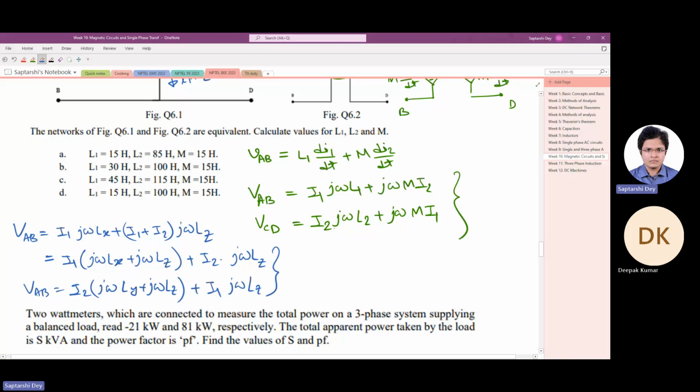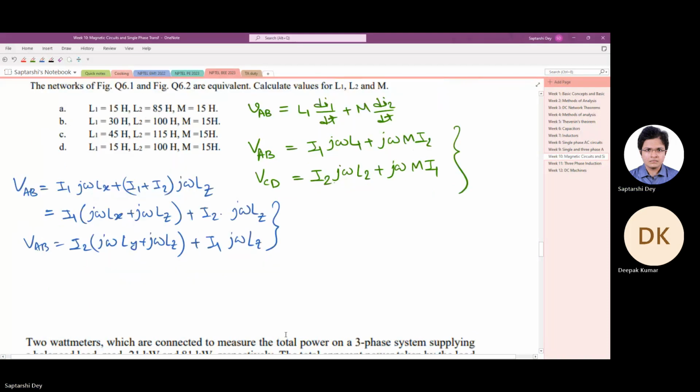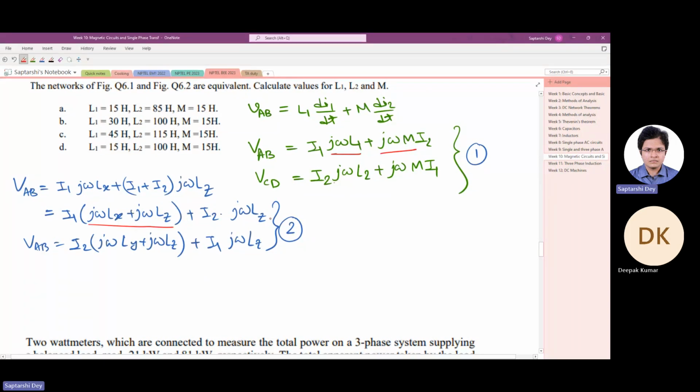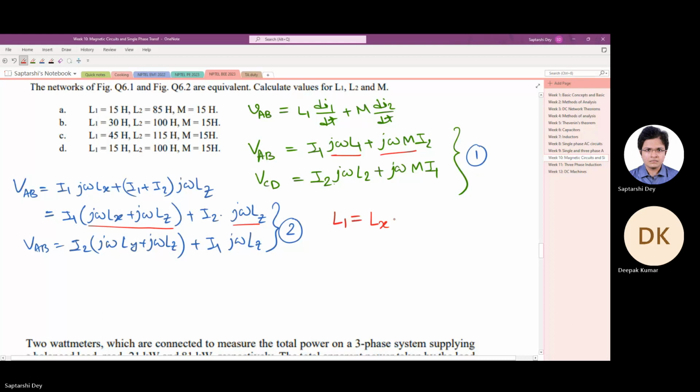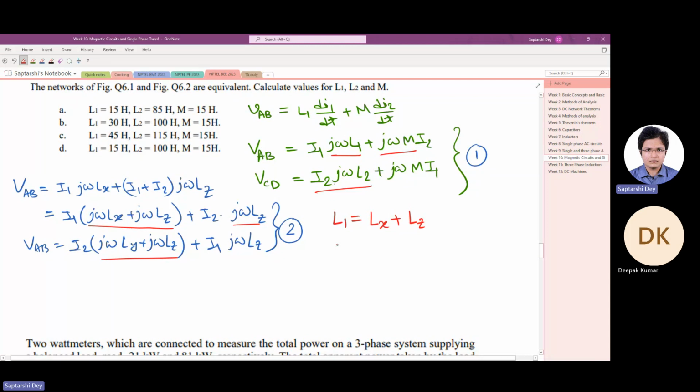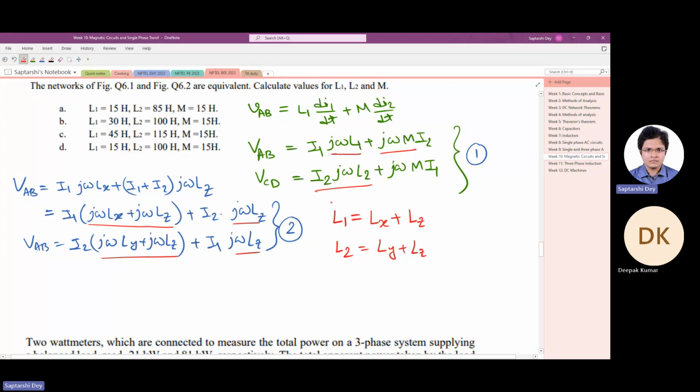Now if you compare the equations in set 2 and set 1, each is I1 times something plus I2 times something. Here also it is like this. So if you draw the equivalence, you can write that L1 equals Lx plus Lz, and from here, L2 equals Ly plus Lz, and from here we can say that M is equal to Lz.